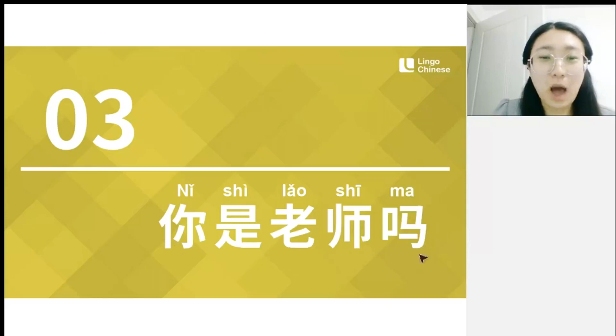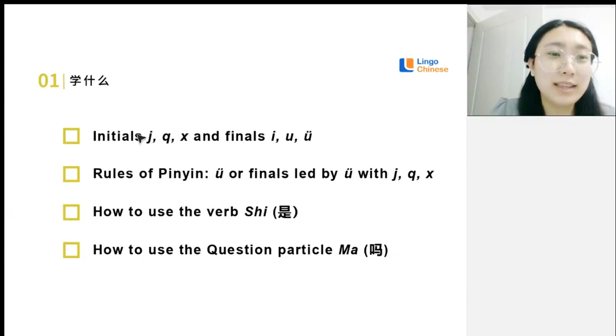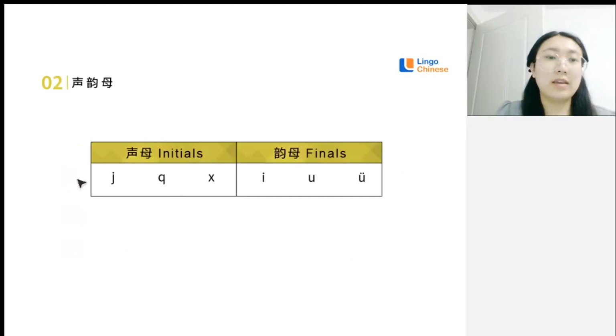你是老师吗？In this part, we will learn the initials 鸡、七、西 and finals 一、乌、ü. We're going to learn some more rules of pinyin, and I will tell you how to use the verb 是 and the question particle 吗. First, look at the initials.